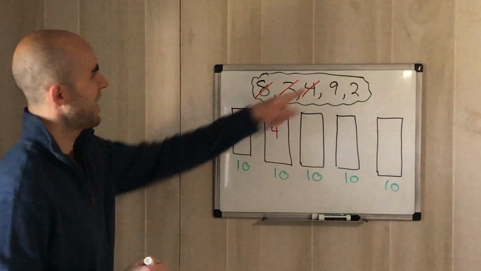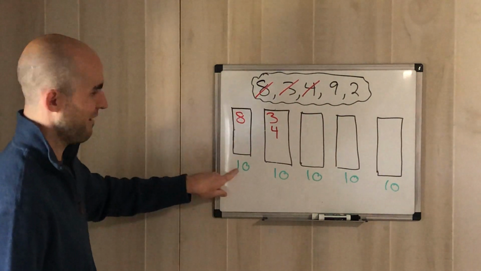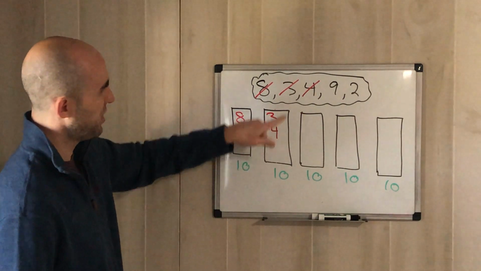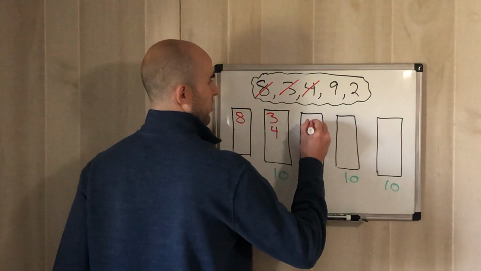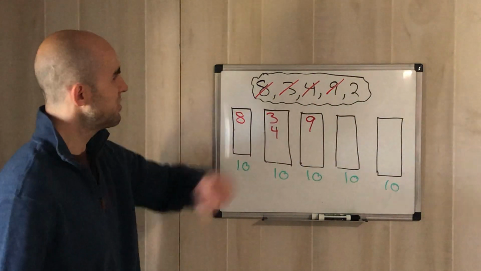Next number, we have 9. We know that 9 plus 8 is 17. Can't fit. We know that 3 plus 4 was 7. 7 plus 9 is 16. Can't fit there. So if it can't fit there, we have to go here, right, where it's empty. You got that one. Now it's the 2.